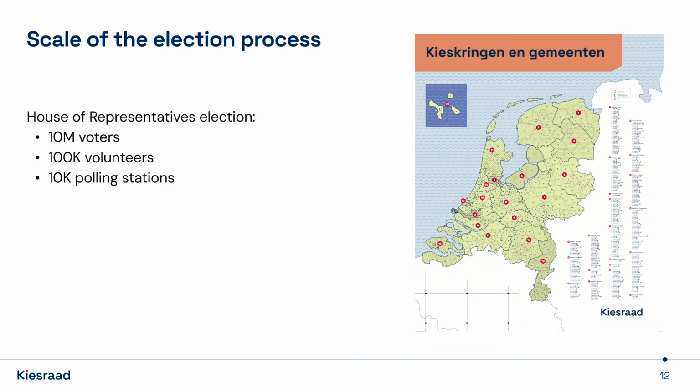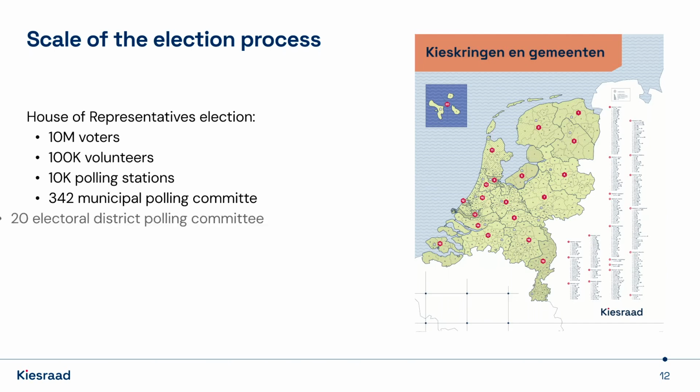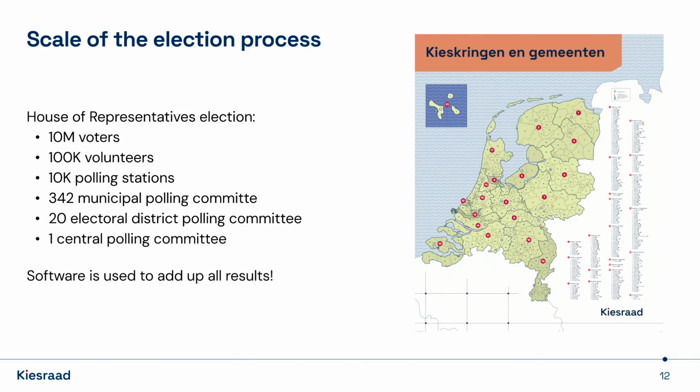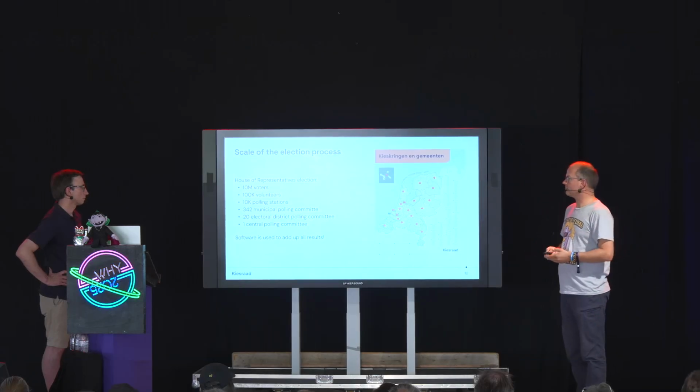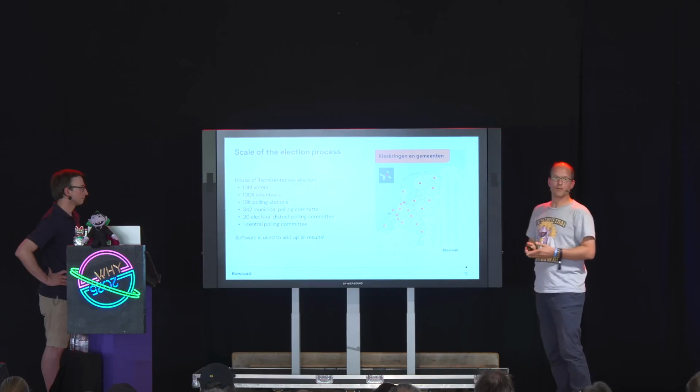But we have 10 million voters in, say, an average election for parliament, 100,000 volunteers, 10,000 polling stations. There are 342 municipalities at the moment. So 342 municipal polling committees, and then 20 regions or districts, and one central one. And the central one, that's us. And we use software basically to add up all the results, because that's the only real thing that we need software for, is to add up these results, because the numbers get rather large and people do suck at adding up numbers.